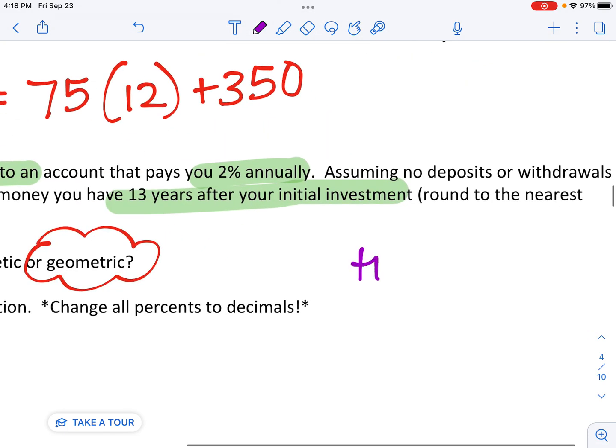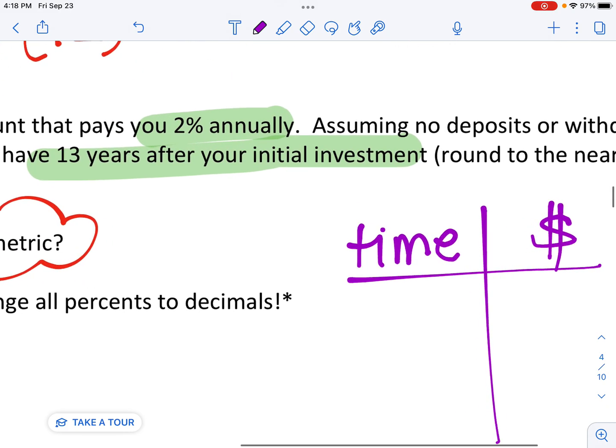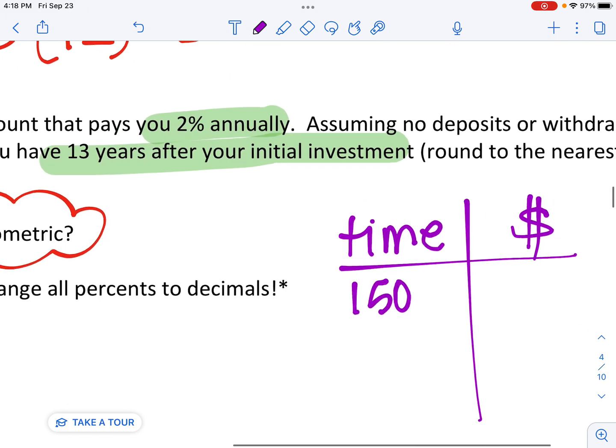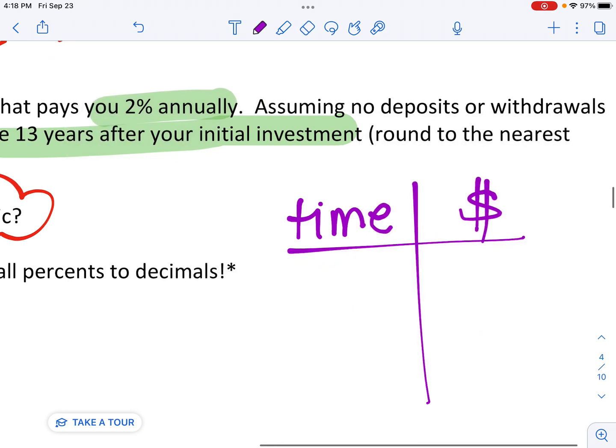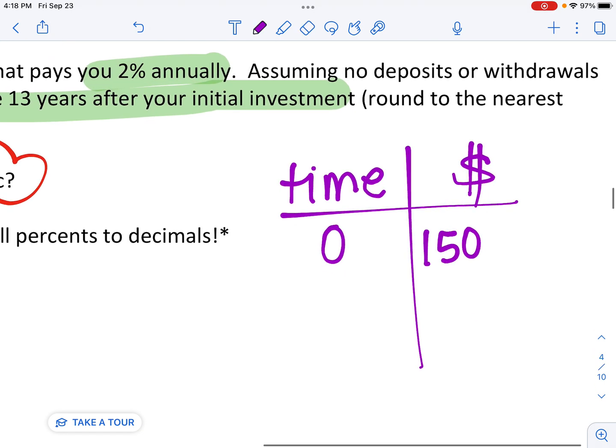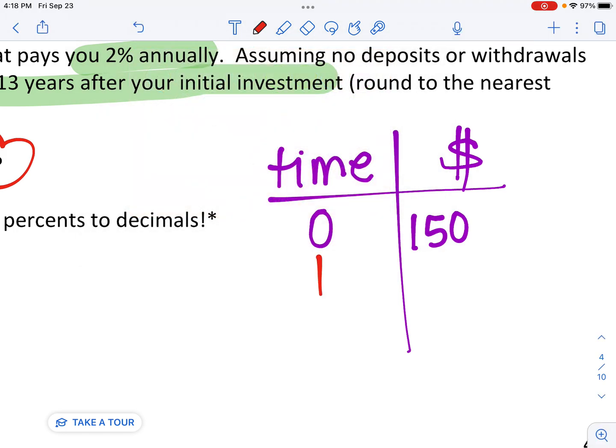So again, you have time and money. And again, we're depositing $150. Oops, I put that in the wrong spot. So times 0, 150. All right, after 1 year, you make $150 plus the 2% more. And so really we're going to multiply by 1.02.